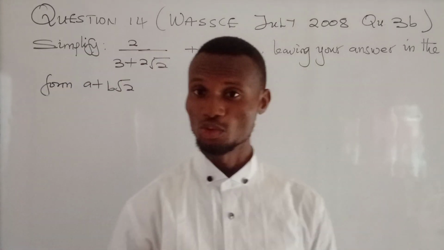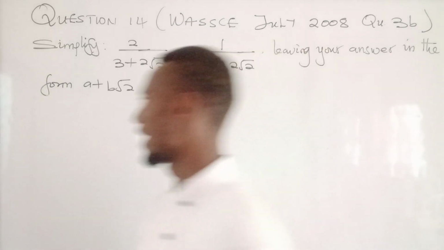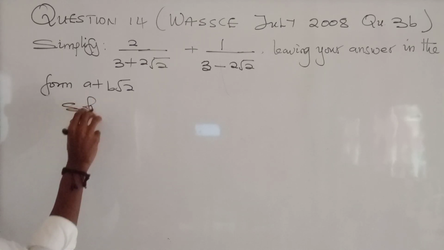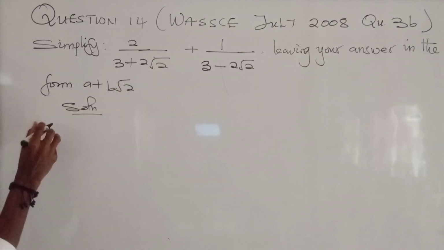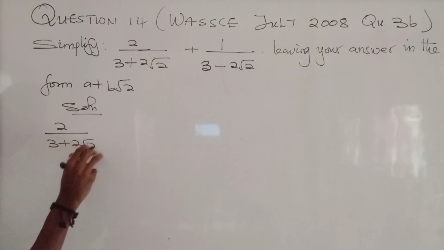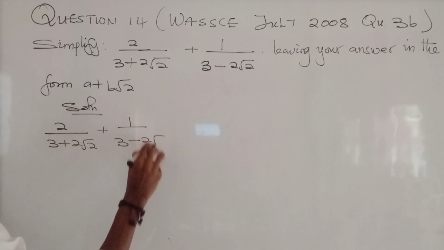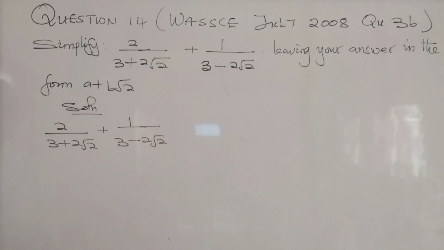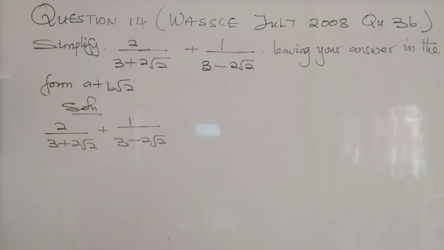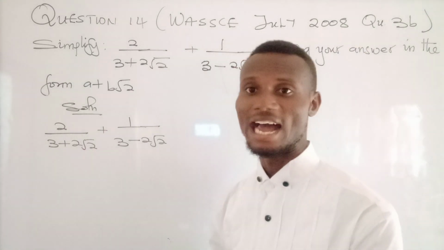So we are going to solve this together. Follow as I solve it with you. Let's go ahead and do it. I'm going to write down my solution and repeat the question that is given. So I have 2 over 3 plus 2 root 2 plus 1 over 3 minus 2 root 2. We have to simplify this and leave our answer in the form a plus b root 2. And you can see that these are two fractions that are adding.